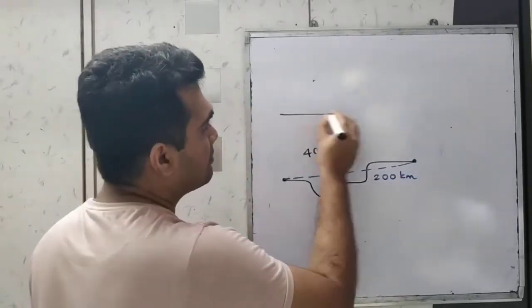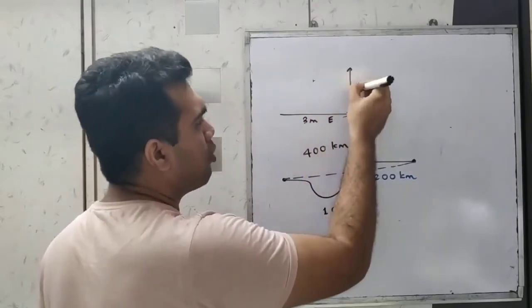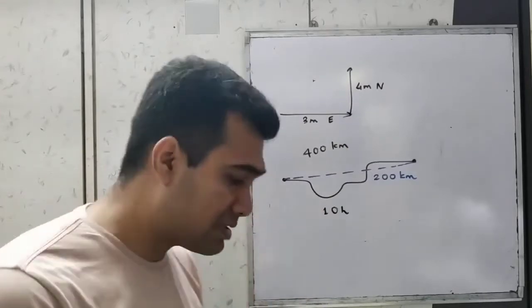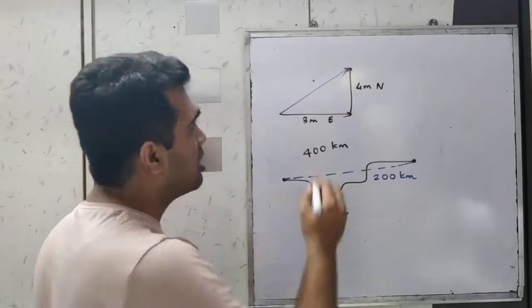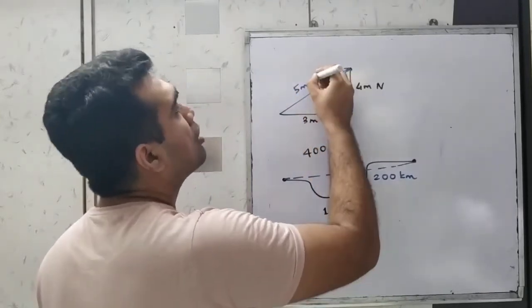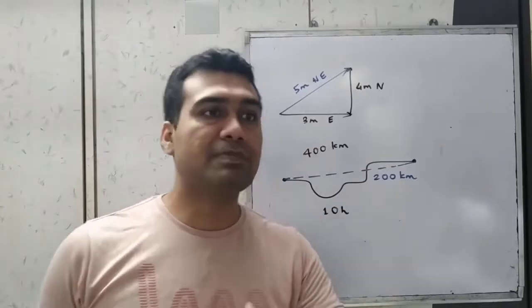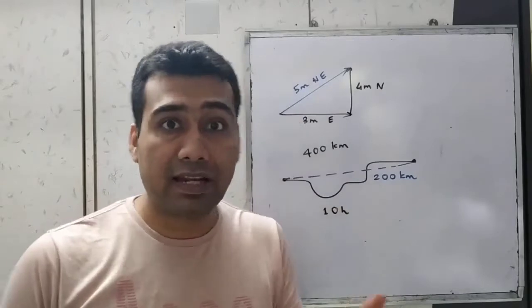Another example is if you move 3 meters east and then 4 meters north, the total distance traveled is 7 meters, but the displacement is actually given by this hypotenuse, which will come out to be 5 meters northeast. So you see, displacement is different from distance. Displacement is a vector quantity where the direction matters. Displacement can be negative as well.